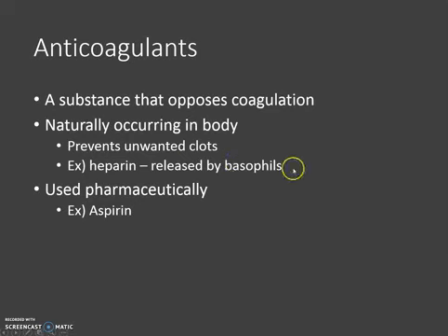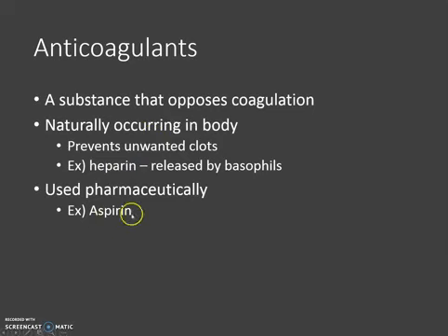So basophils, these are some of our white blood cells, can release something called heparin, and we can use heparin pharmaceutically as well. But this heparin helps to prevent blood clotting from happening. So it helps to kind of balance out, to keep blood clots from happening when they shouldn't, but blood clots should still happen when they need to.